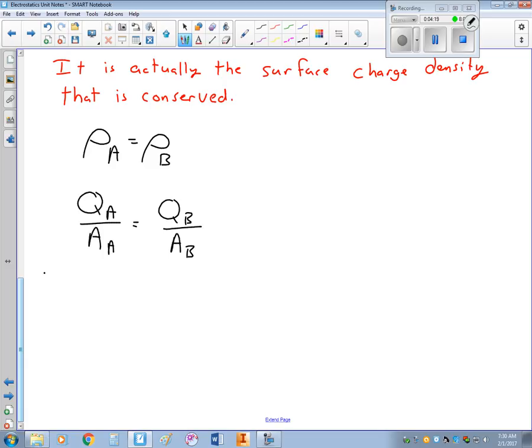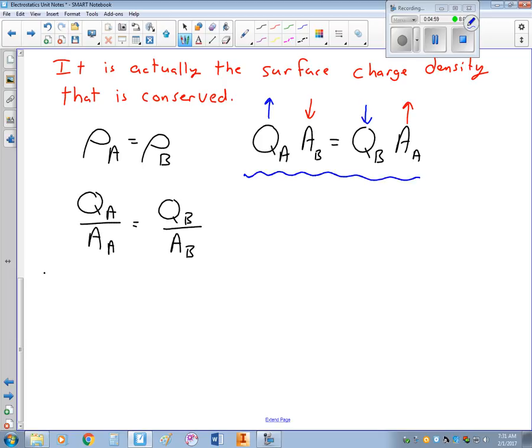If I cross multiply, I would get this expression right here. So notice then that if the area of object B is less than the area of object A, then object A must have more charge than object B. So hopefully you can see how that has to be true.